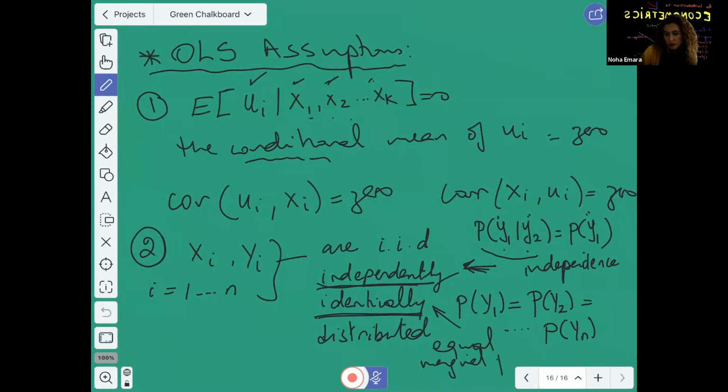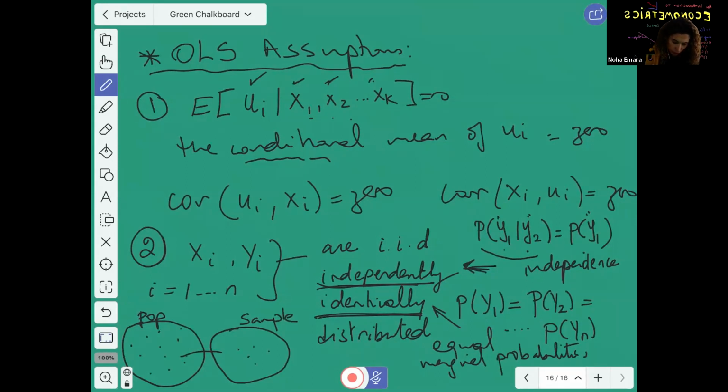Equal marginal probabilities, okay? So I have a sample, and again, I have this big population. I pick out of this population a sample, which is smaller, it's a subset, right? Each and every person inside this population has the same chance of being chosen here, right? So that's what we call identical. Each and every one here has the same probability of being chosen into the sample, and this is what we call equal marginal probabilities.